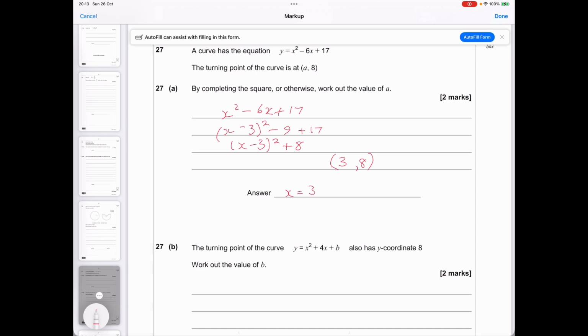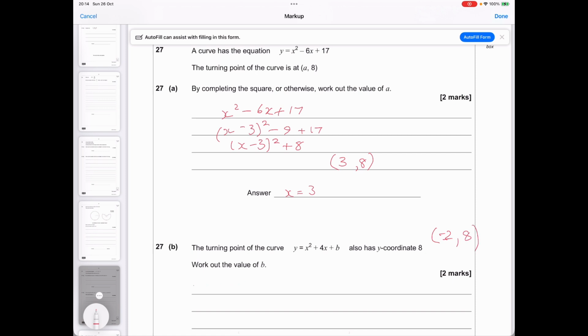Now, the turning point of the curve x squared plus 4x plus b also has a y-coordinate of 8. Work out the value of b. So we know that in this case it's something, well actually we're going to know it's minus 2 and then 8. But we won't worry about that for a minute.